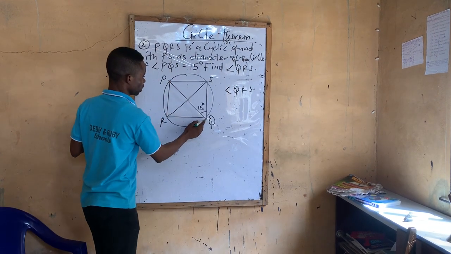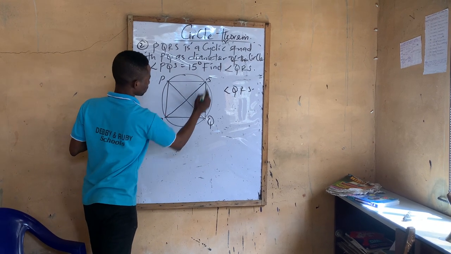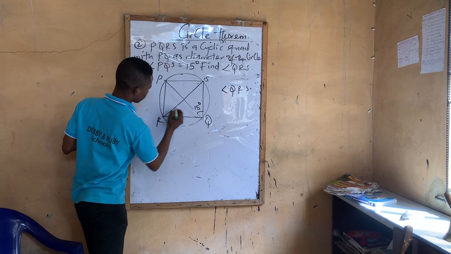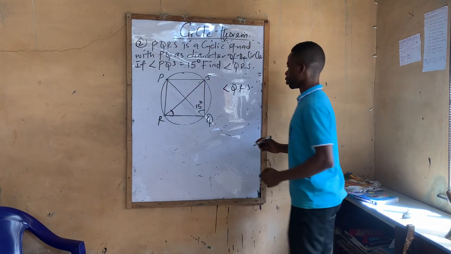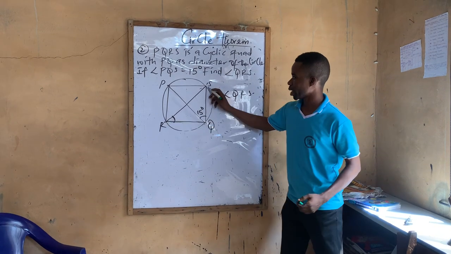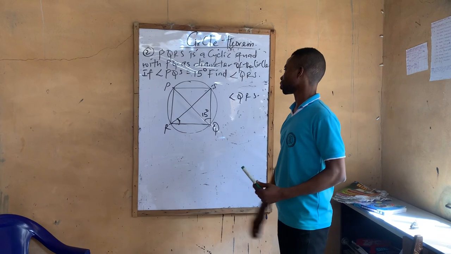Q, R, S. That means I'm looking for this angle. This is where the angle forms. Now, how do we do this?